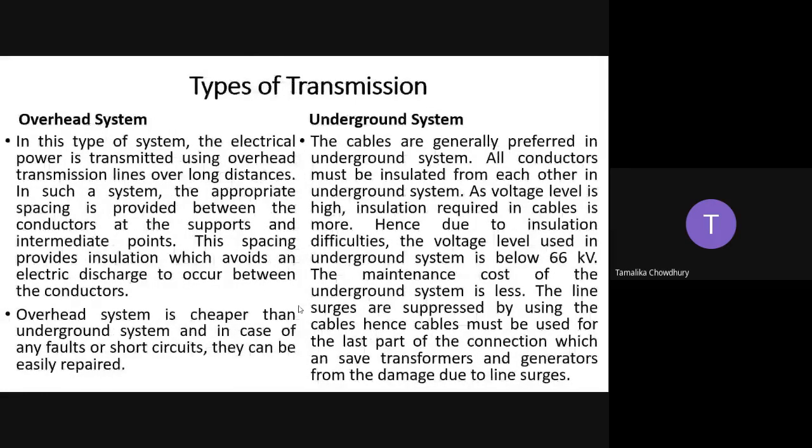Next, we will move on to what are the different types of transmission. Types means how the transmission systems are carried on. There are two kinds of systems, overhead and underground.